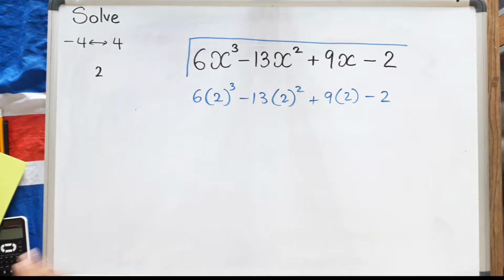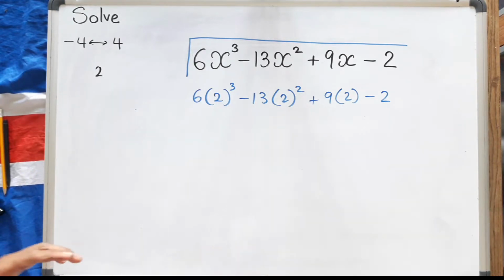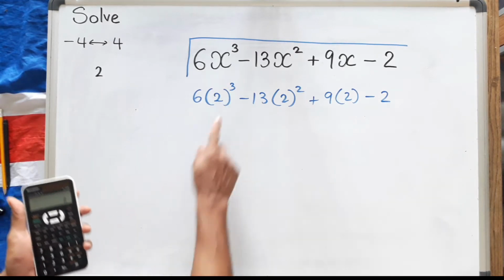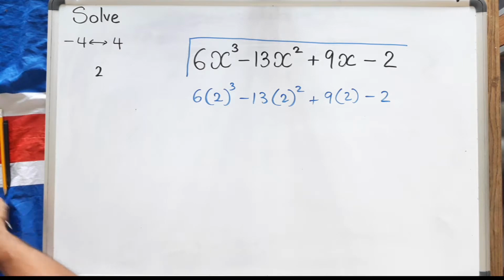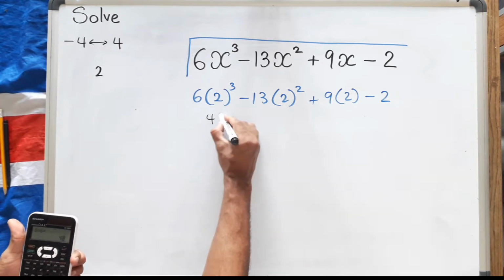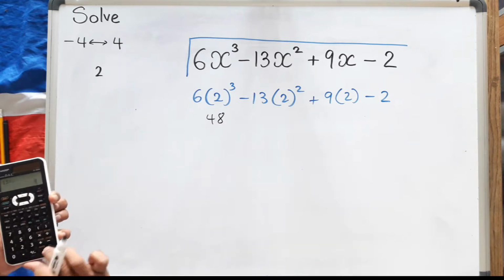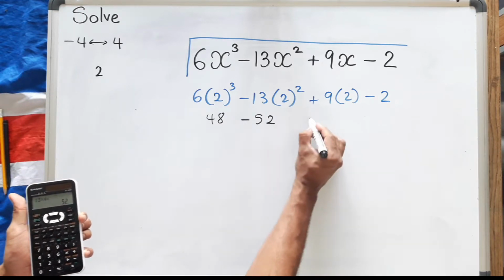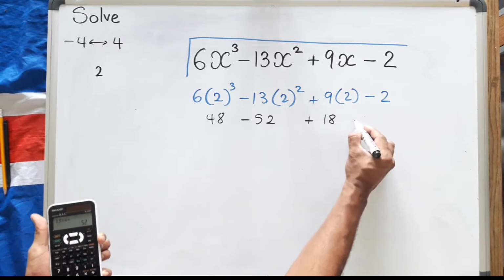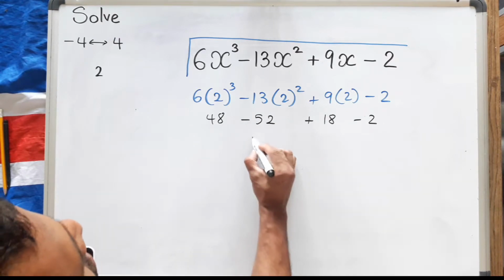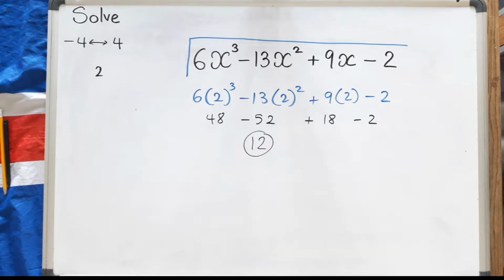Let me work this out on the calculator, and in the exam you'll be hoping that this works out to be 0. So 2 to the power 3 is 8, 8 by 6 is 48, 2 squared is 4, 4 by minus 13 is minus 52, 9 by 2 is 18, minus 2. Let's add this up. 48 minus 52 plus 18 minus 2. Nope, we got 12. So I have to guess another number.